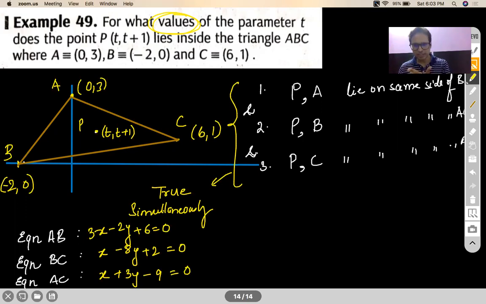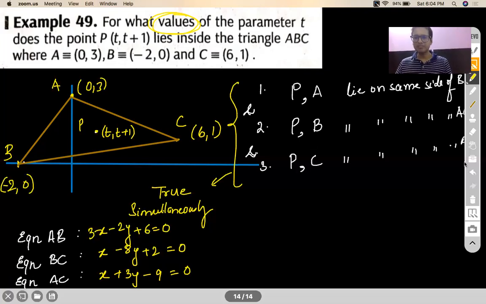Adrija, that was which equation? AB, the sign is flipped, I think. Just check. AB: 0, 3 satisfies it, minus 2, 0 satisfies it. Check. Yeah, Charan, I'm getting your messages. So AB, BC, CA, done. That is fine, Pranav. 2y minus 3x minus 6 equal to 0, that is fine. Not an issue.